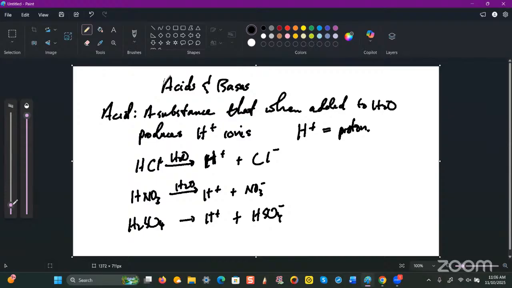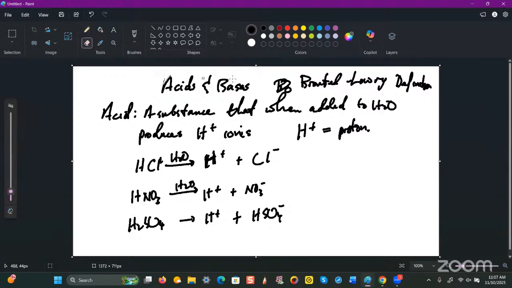So that's the definition. And by the way, the definition that we're dealing with here is called the Bronsted-Lowry definition. There's some other definitions as well, but we won't get into that right now. So according to the Bronsted-Lowry definition, an acid is a substance which, when added to water, produces hydrogen ions.